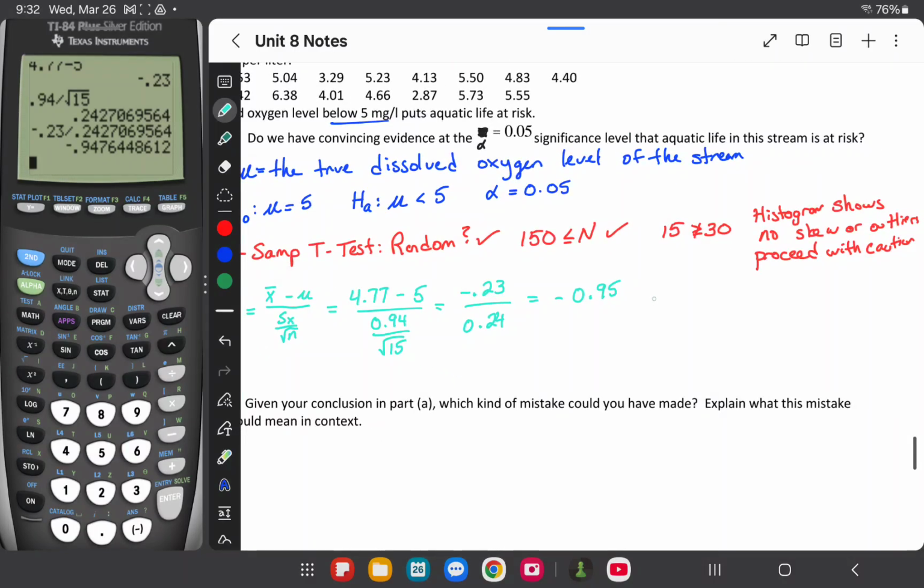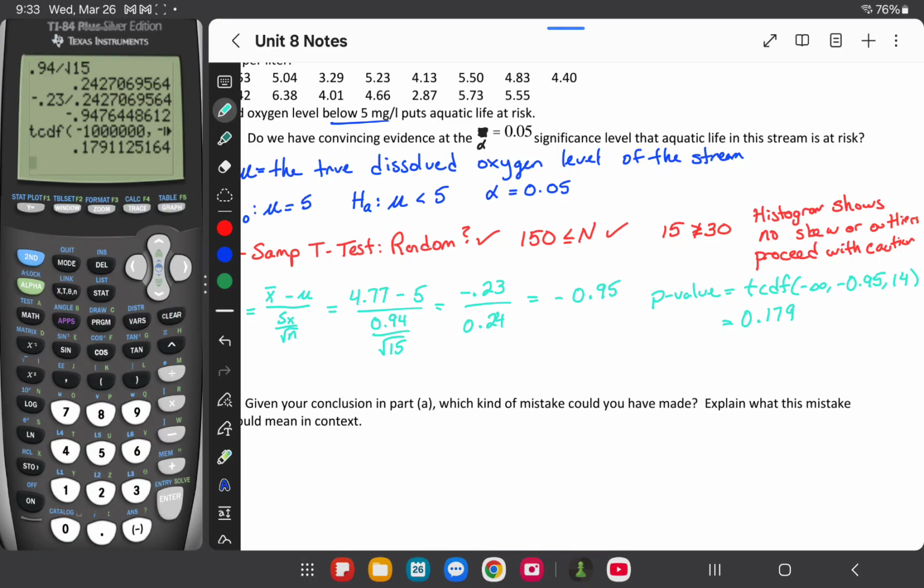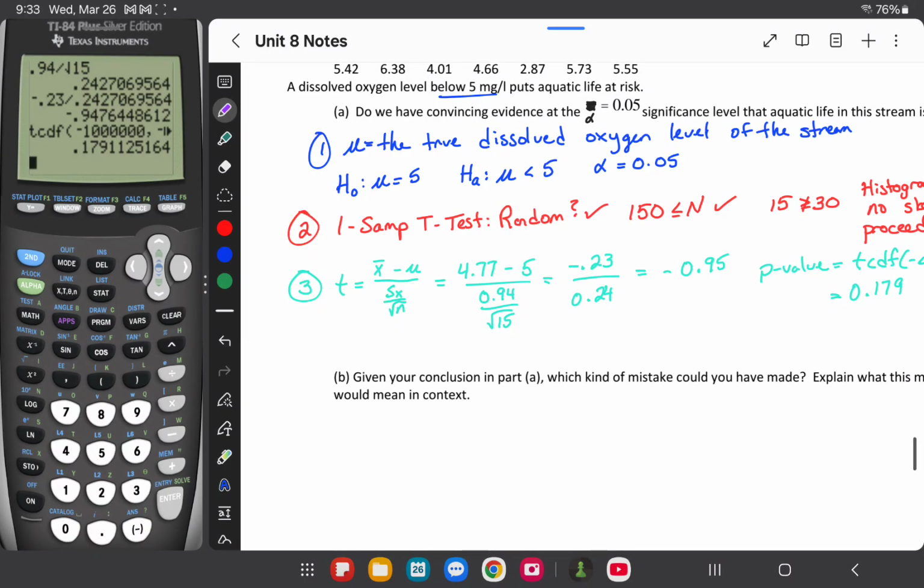Next, let's find our p-value for this distribution. So for the p-value, remember, this is where we're doing tcdf to find that. In this case, we want it to be less than that value, so we need to pick something very small up to that negative 0.95, and then degrees of freedom, in this case, one less than our sample size, would be 14. So let's go into that distributions menu like we did previously. We'll choose tcdf here. Lower I've already got there, so negative 0.95 for my upper, and then 14 for my degrees of freedom is going to give me a p-value in this case of 0.179.